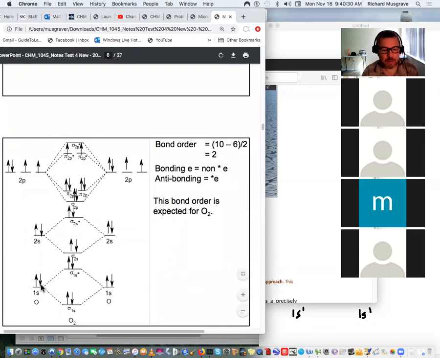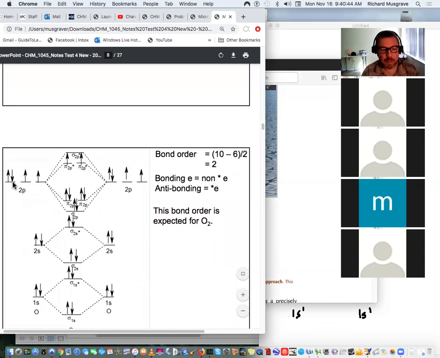So in the 1s situation, you can see we already talked about that. We've got sigma 1s and sigma 1s star. In the 2s, it's the same situation. We've got sigma 2s and sigma 2s star for our combinations. But when we're looking at the combinations of 2p, we've got three possibilities because we've got three different 2p orbitals. We've got the sigma 2p, the pi 2p, and the other pi 2p. And then we've got the corresponding antibonding orbitals mirroring that in each case.